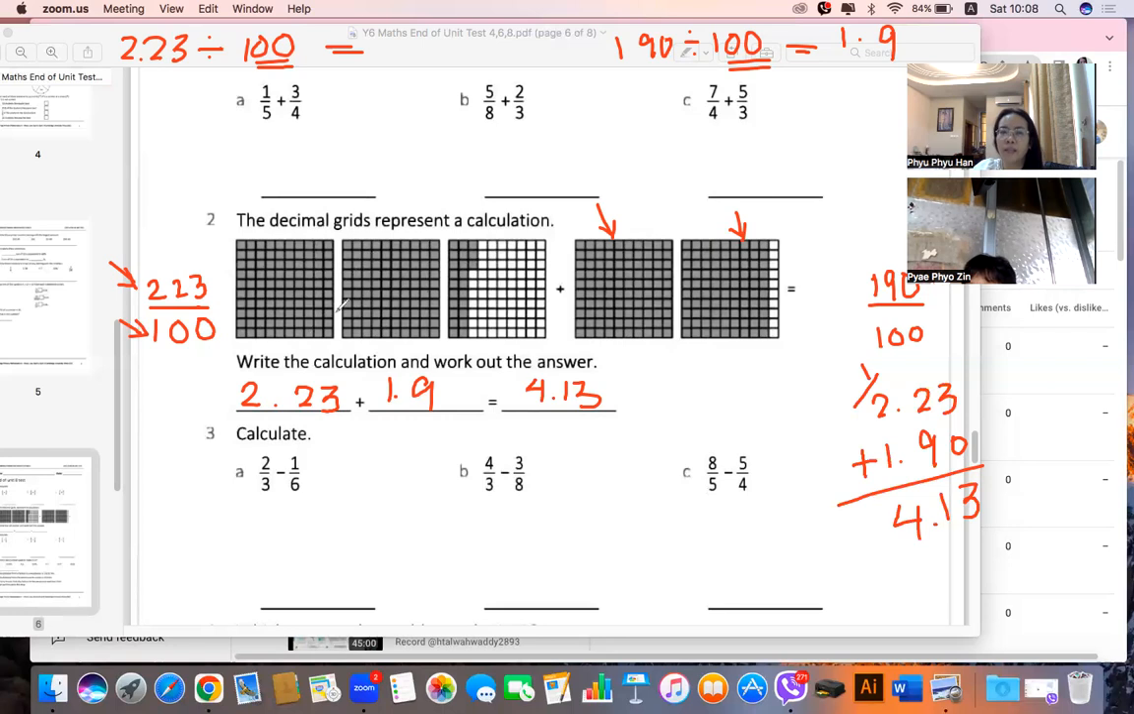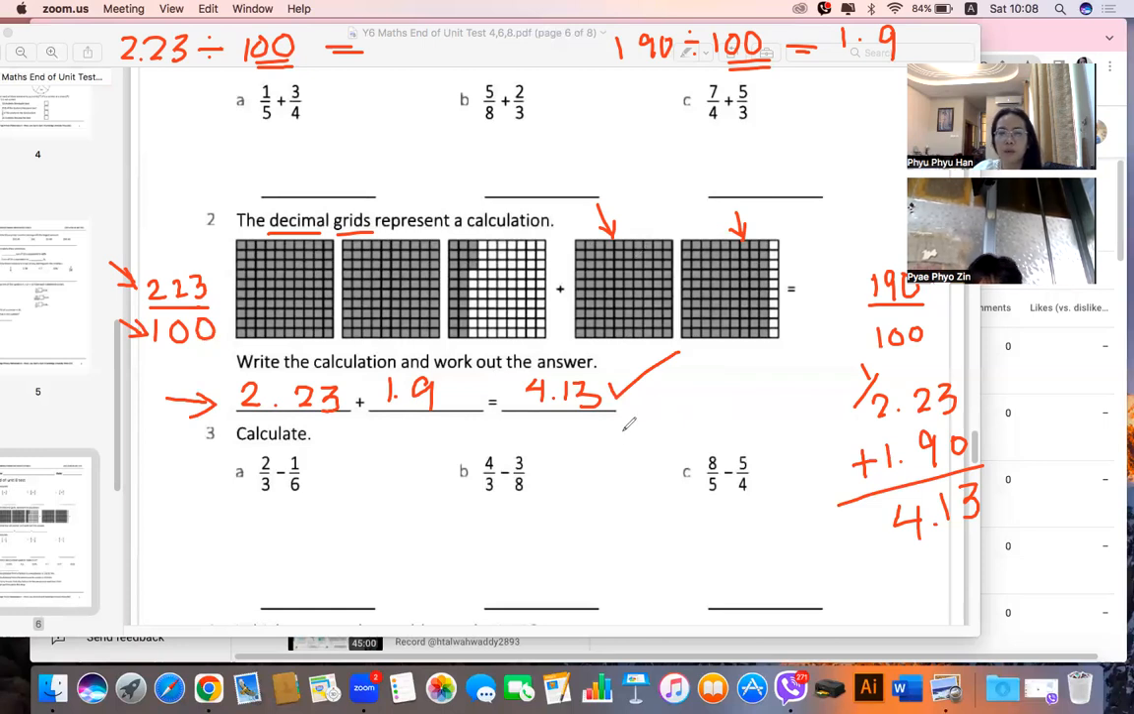So for example, you see 223, and the question provides you with the 100 square and says it represents the decimal grid. You will divide by 100 and you will get the decimal. The same thing for the other one: you will also get the decimal, you will add, and you will get the answer.